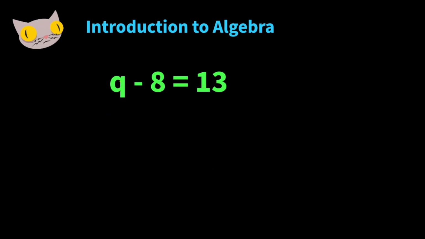Now here we have q minus 8 is equal to 13. Again, let's balance it out. Let's add 8 to both sides. These 8s will cancel each other out. On this side we have 13 plus 8. So 13, 14, 15, 16, 17, 18, 19, 20, 21. 21. And that's our q.